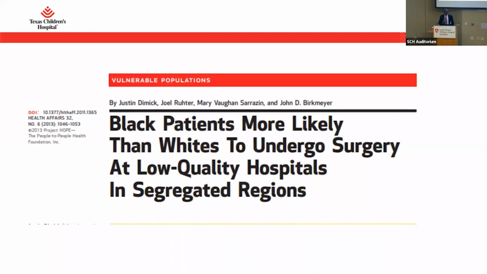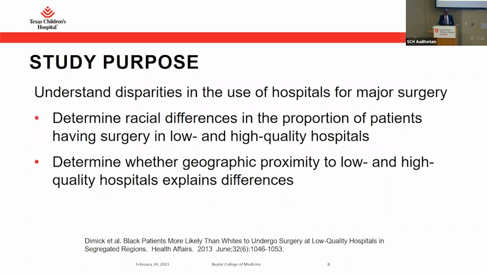done historically. So this is a study I love to give as an example because it shows why health equity and social determinants of health is a very layered field. The purpose of this study was twofold. It was overall to understand disparities in the use of hospitals for major surgery. First, they wanted to look at the racial differences in the proportion of patients having surgery in what they deemed low-quality hospitals versus high-quality hospitals. And then the second objective was to determine whether geographic proximity had anything to do with where people went and explain some of these differences.